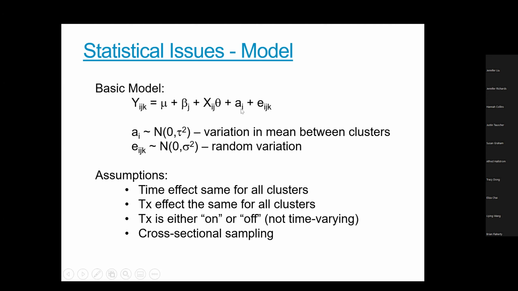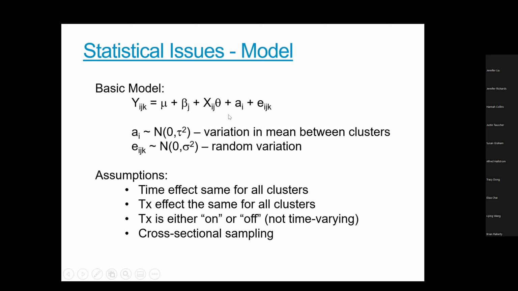I'm also going to say that not all the clusters are equivalent. And so I'm going to allow the mean of my outcome to vary between clusters. This is done by introducing what we call a random effect, a random cluster mean effect, and that's this A sub I. And this variation between the means of the clusters is what induces the correlation between individuals within a cluster. Individuals within the same cluster are more alike than individuals in different clusters, and that's due to this.